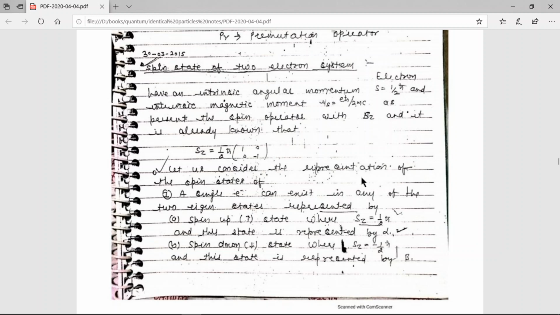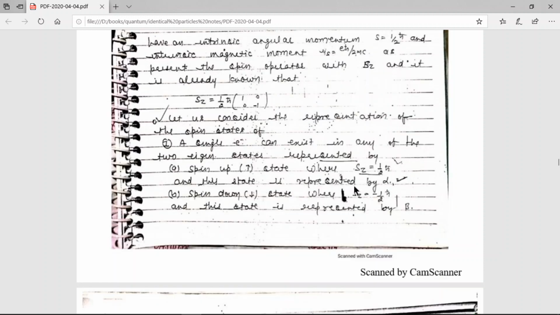Now let's consider the representation of spin states given by alpha and beta. We know that the spin of an electron is plus 1 by 2 and minus 1 by 2. Plus 1 by 2 is defined as up spin, and minus 1 by 2 is defined as down spin. Let the state related to the up spin be alpha, and the state related to the down spin be beta.